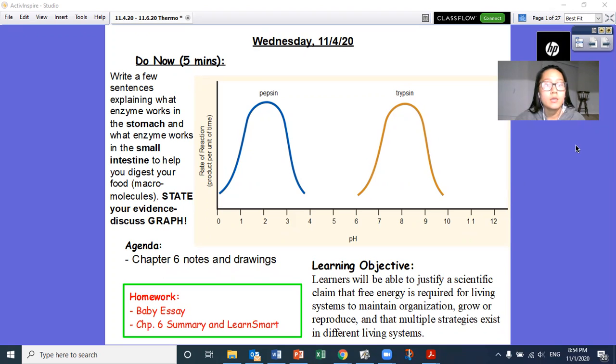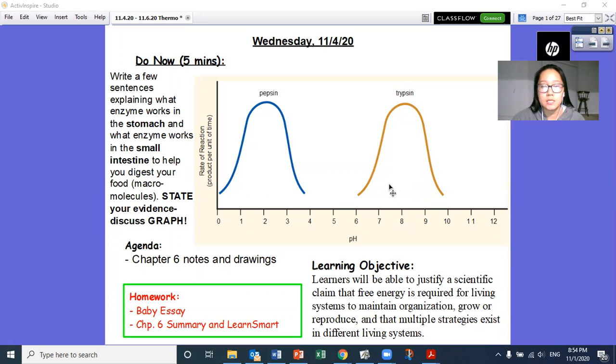So for the do now, I'm going to explain it. I want you to pause and do it, and then we'll go over it afterwards, just to see where you're at compared to where you should be. The prompt says, write a few sentences explaining what enzyme works in the stomach and what enzyme works in the small intestine to help you digest your food, aka the macromolecules that are supposed to be broken down. State your evidence and discuss using this graph.